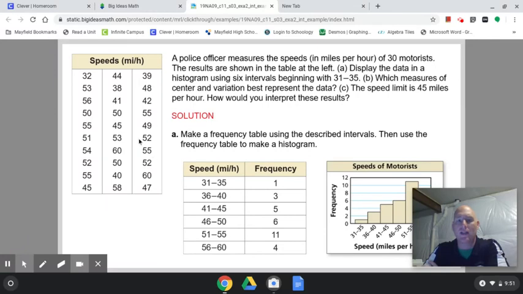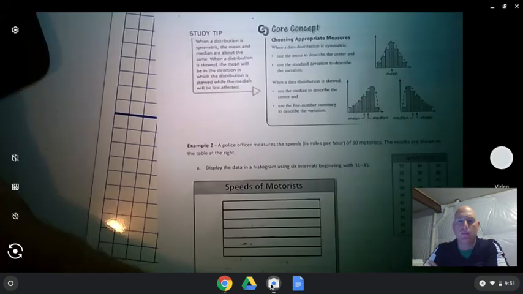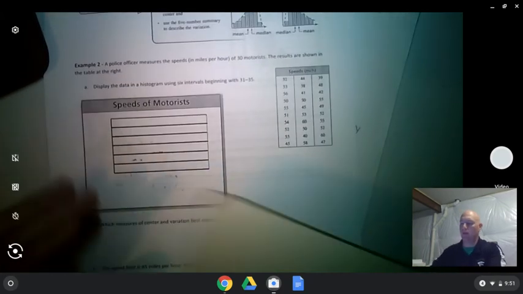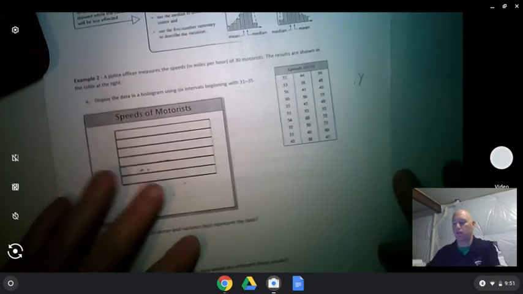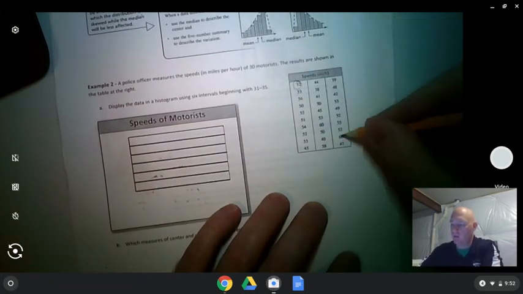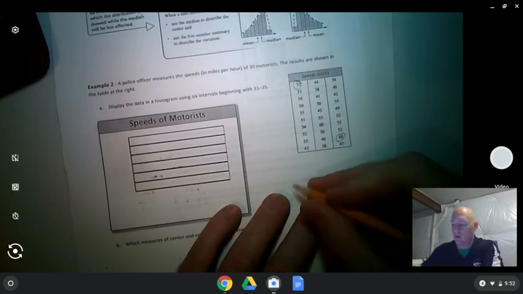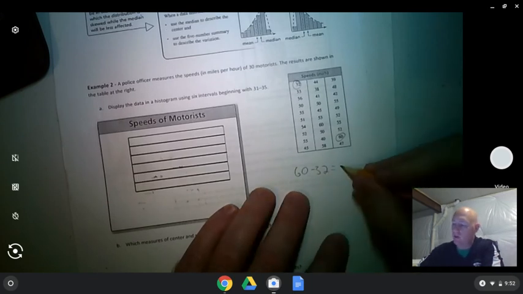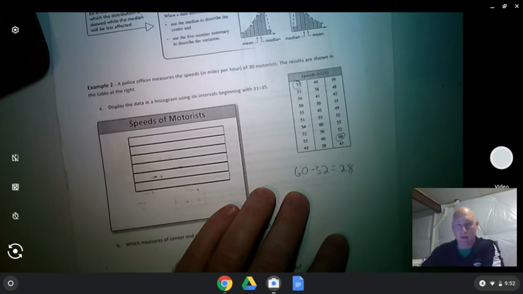So what I'm actually going to do is show you how to do this by hand, because I think this jumps from here to here a little bit quickly, okay? So if you're looking at this data, here's the data we're looking at, and we need to make this into a good frequency. So we went from 32 to 60, okay? 60 minus 32 is, okay, well, that ends up being 28.